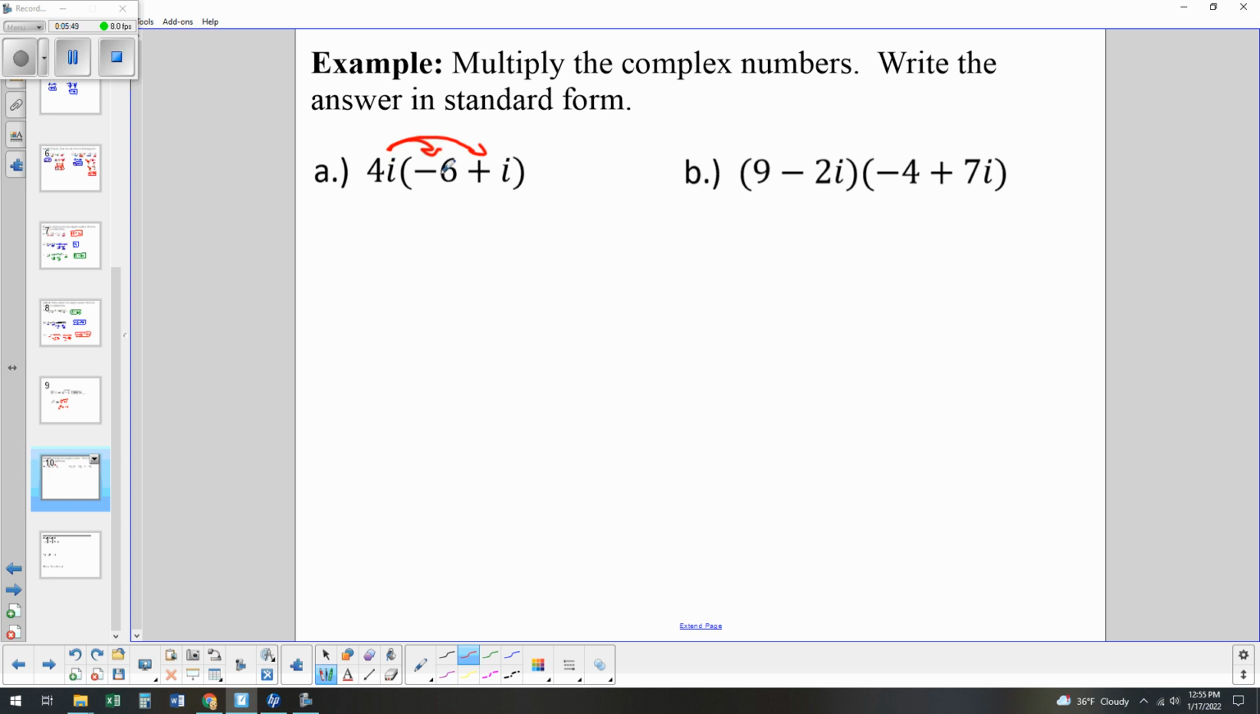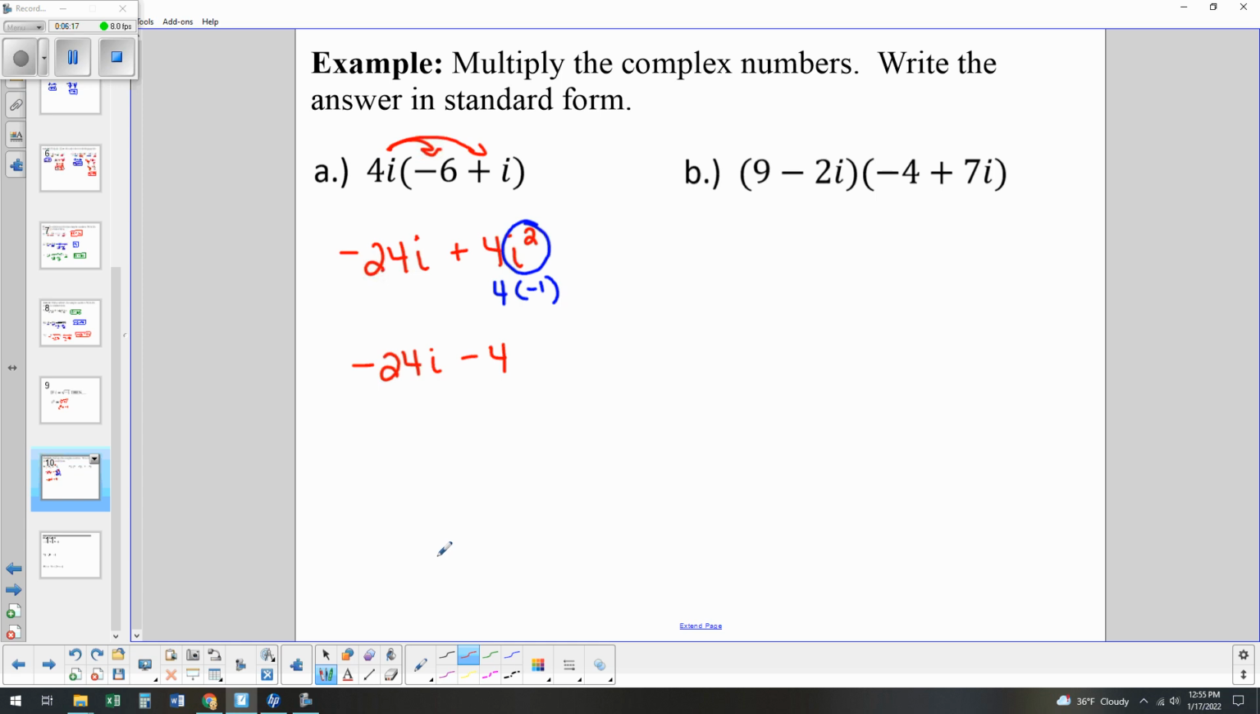So 4i times negative 6 is 4 times negative 6 is negative 24, and it drags along the i, plus 4i times i, so it's 4 times 1 is 4, and i times i is i squared. So we're going to turn this i squared into negative 1. So this is really negative 24i. 4 times negative 1 is minus 4.